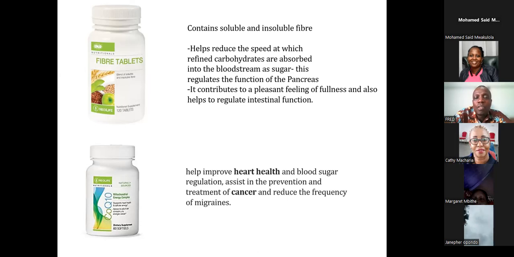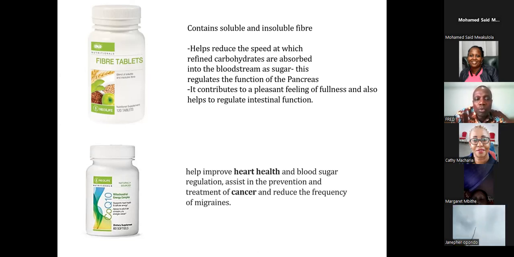And it's one of the key products that you need to take if you have diabetes, because it helps to take out the sugar from blood and prevents other problems like damage to the eyes and many other problems that are caused by too much sugar in your bloodstream.